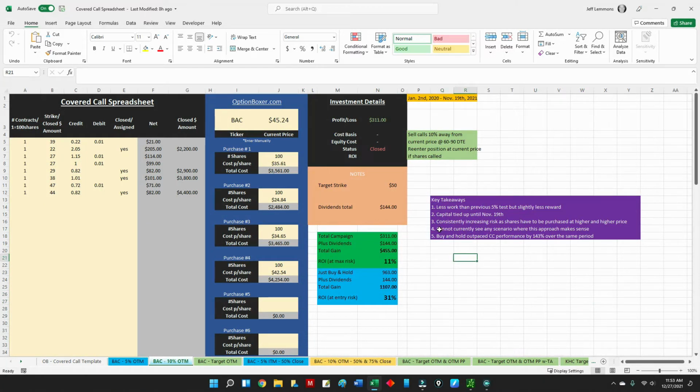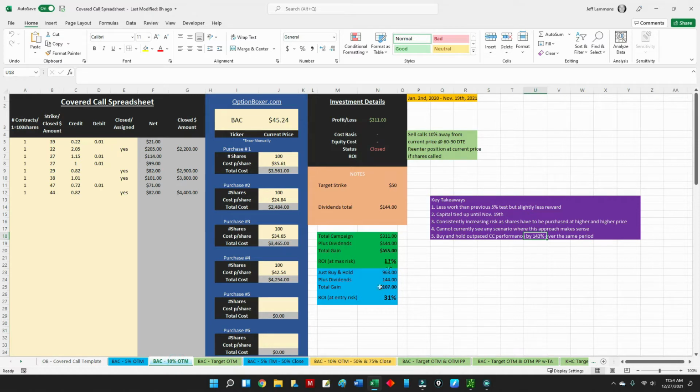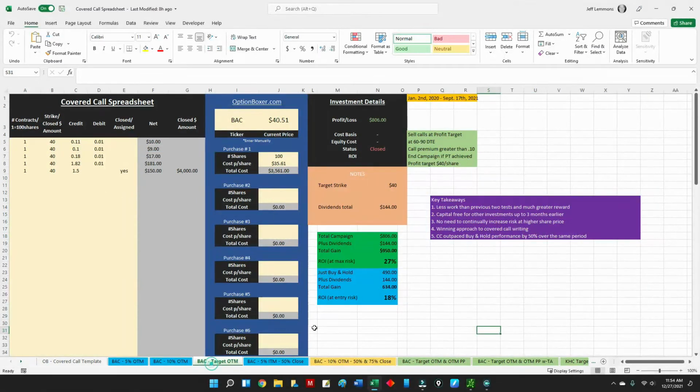And just like the previous strategy, the key takeaways are much the same. The capital was tied up a little less time, consistently increasing again the cost to purchase the shares. And again, my final takeaway was I can't currently see a scenario where this approach makes the most sense. And the buy and hold outpaced the covered call campaign by 143%.